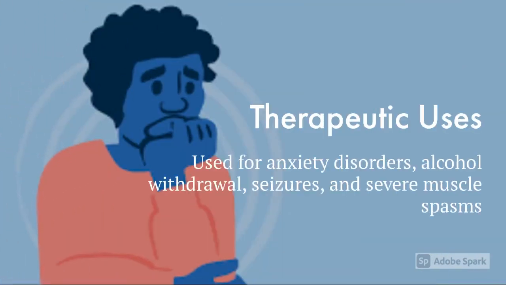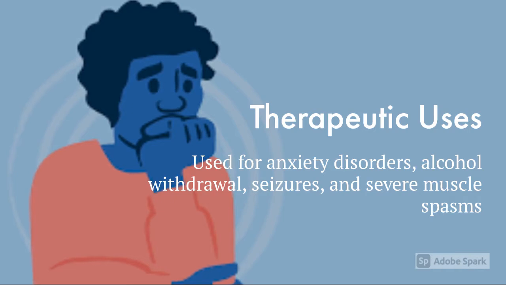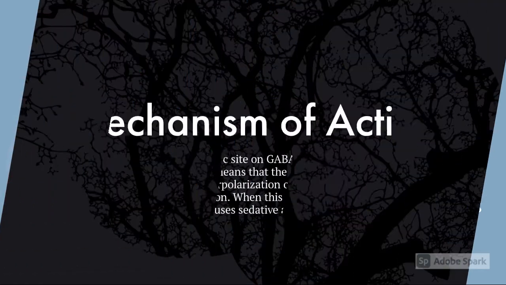Therapeutic use includes the purpose of the medication, and as a therapeutic use, the goal for the medication is to improve, treat, or prevent a condition. The therapeutic uses for diazepam are to treat anxiety disorders, alcohol withdrawal, seizures, and severe muscle spasms.